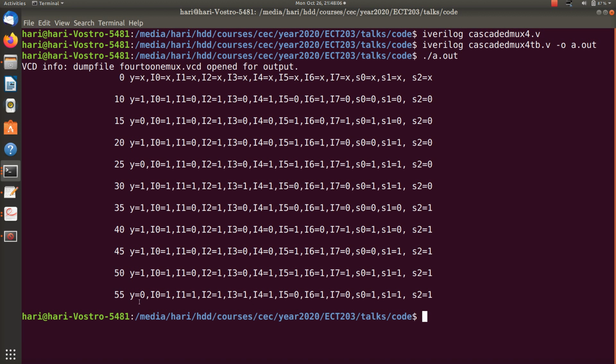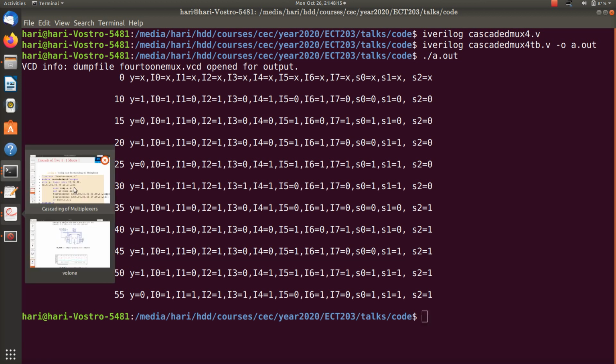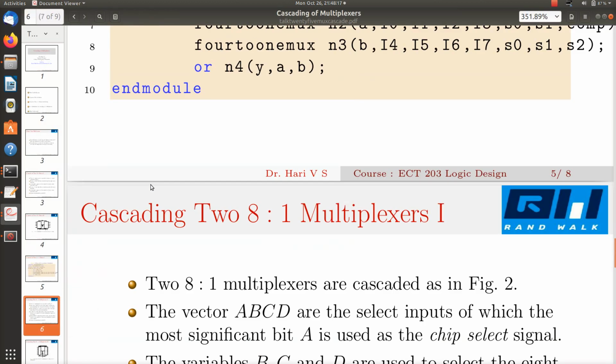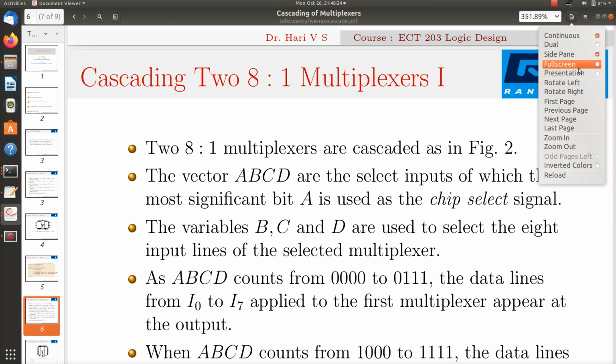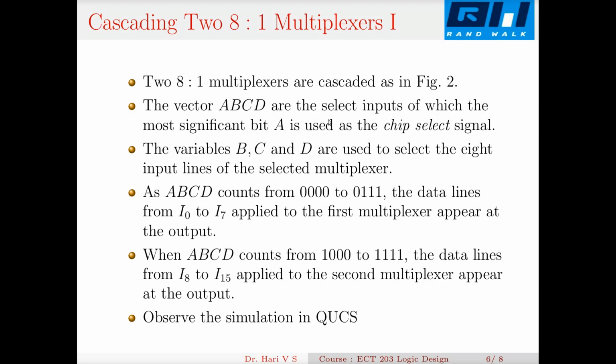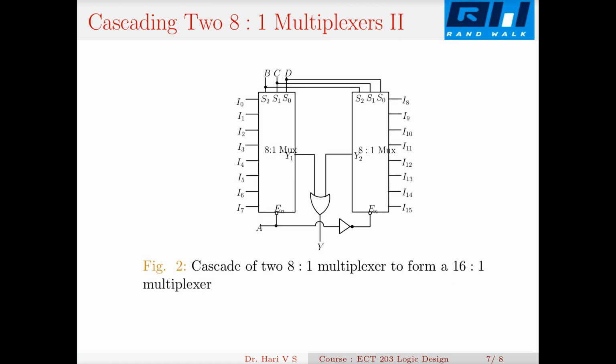So this is how I cascade two 4:1 muxes to form an 8:1 mux. This is the implementation in QUCS. This is the implementation in Verilog. Now, how do we cascade two 8:1 muxes? Very similar to this. Two 8:1 multiplexers are cascaded to form a 16:1 mux. So this is how we do. Very similar to that. Only thing is here there are two 8:1 muxes.